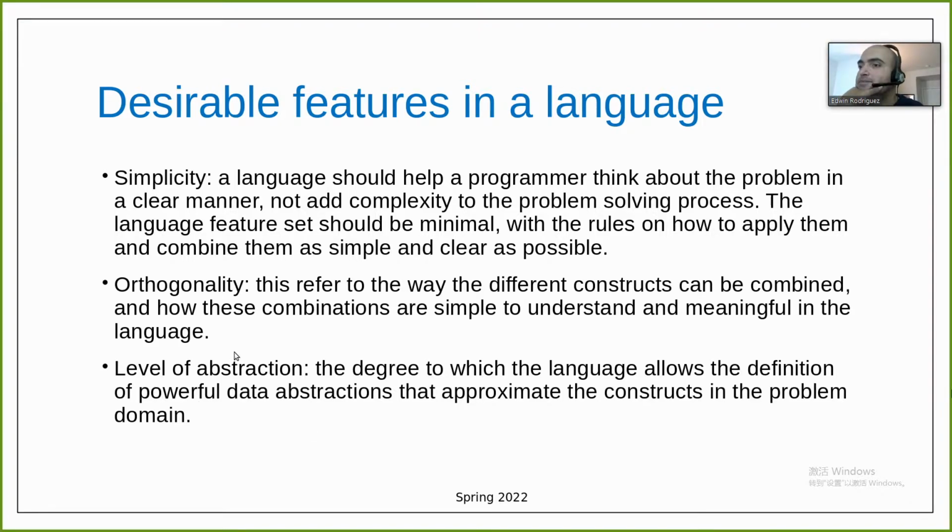Obviously, for a language to provide a high level of abstraction, it needs to be complex. And that means that simplicity and level of abstraction are going to be in tension with each other. You basically cannot have one and the other at the same time. Either the language is simple, or it is complex enough to provide all of the facilities that you need to create strong, powerful abstractions in your code. Does that make sense?